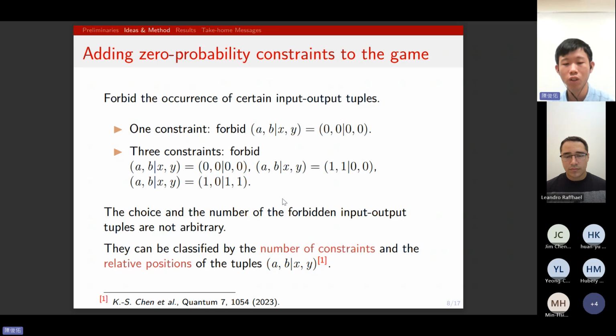And indeed, we also tried changing from the zero probability constraint to some other value, and this did not give a really good entropy bound in our computation.